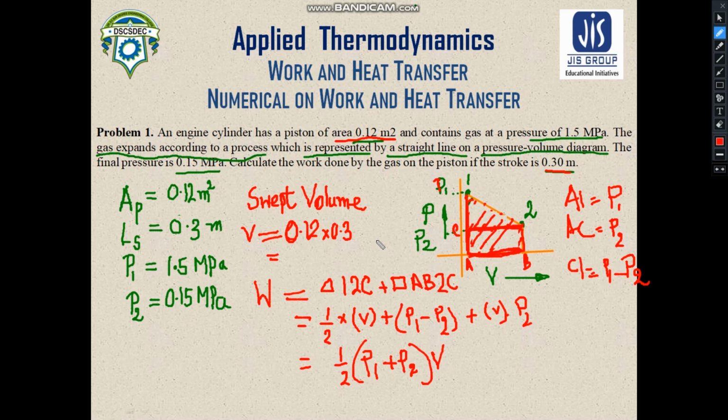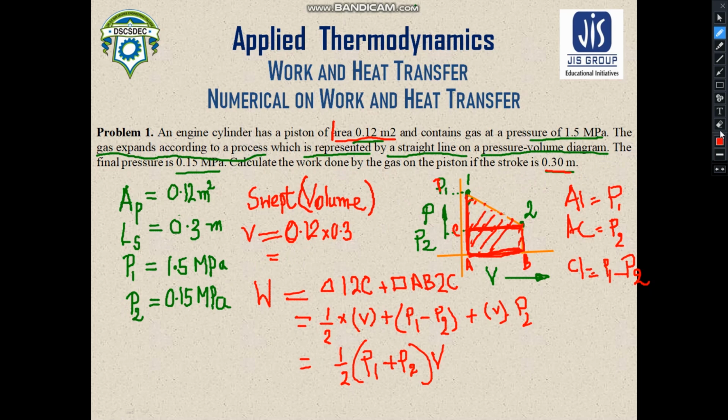So I hope you have understood the problem. The basic understanding for this problem lies on the concept of work transfer, which is nothing but the area under the PV curve. You need this very simple concept that the area under the PV curve denotes work done. This concept is enough to solve this problem, and obviously you need to understand the volume by which the piston or the gas has expanded. That depends on the area and the length of the stroke, which can be easily found by multiplying the area and the stroke. So I hope you have understood this problem.